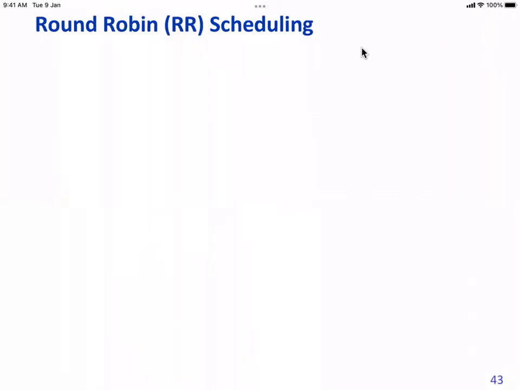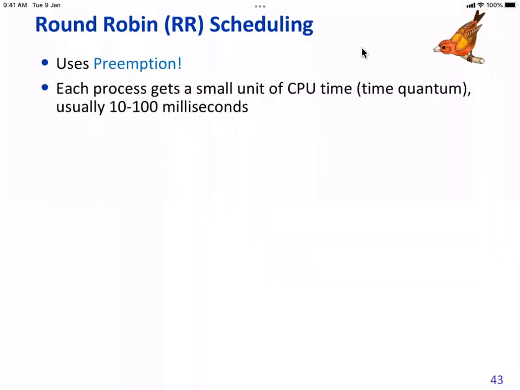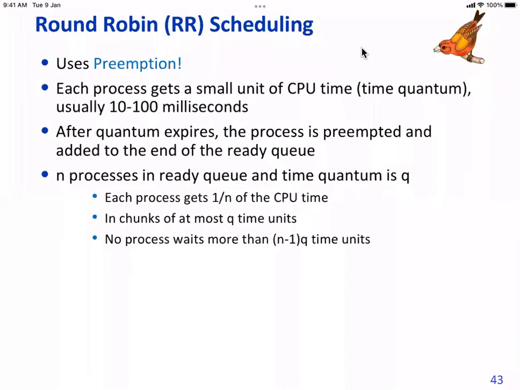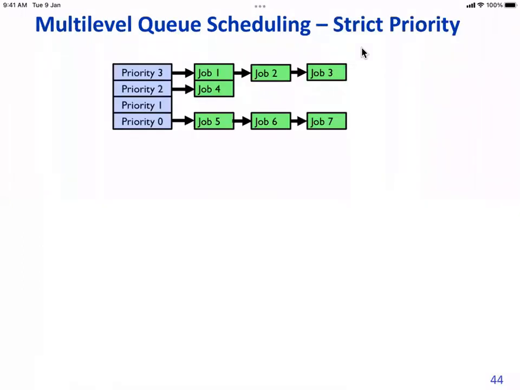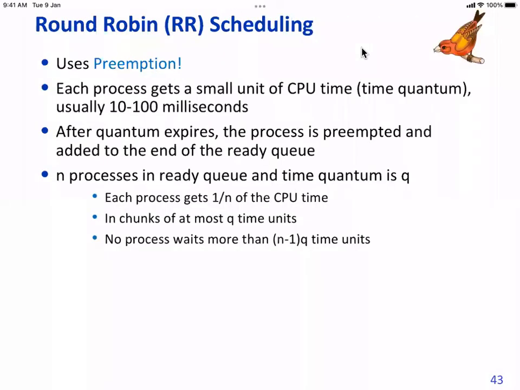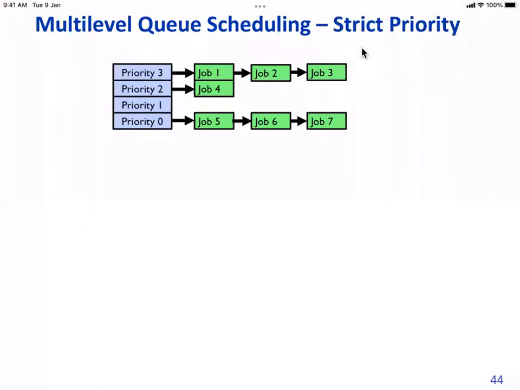So this is a very simple method, but it has its own issues. In order to improve on that and bring in the concept of priority, because round robin didn't have a concept of priority, we had multi-level priority queue scheduling.